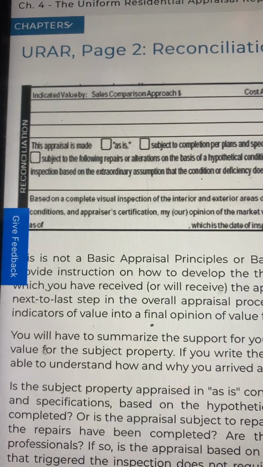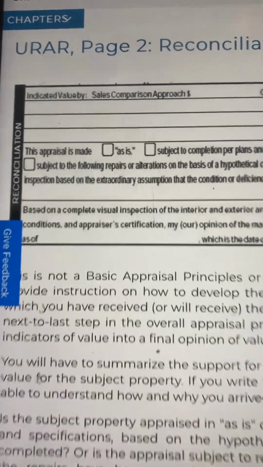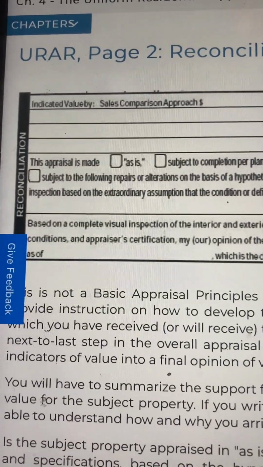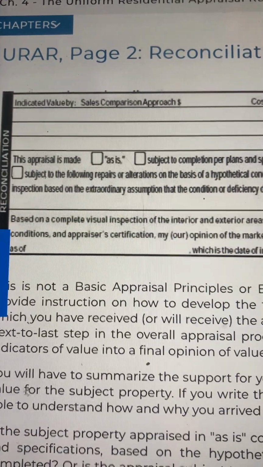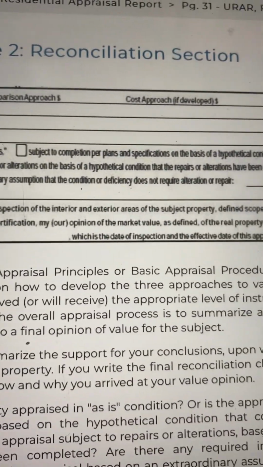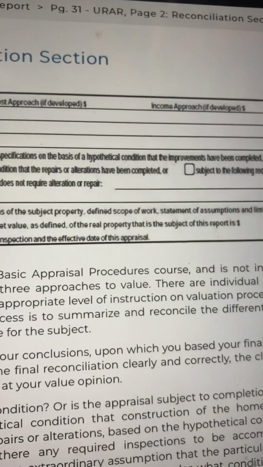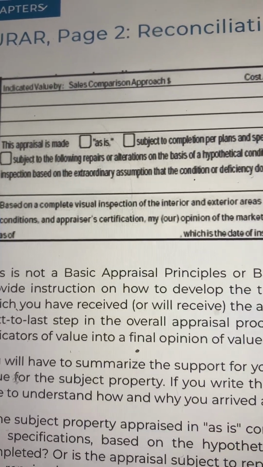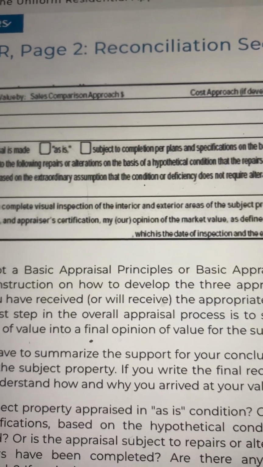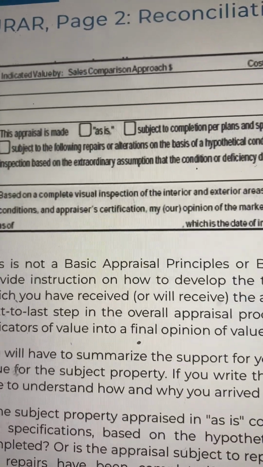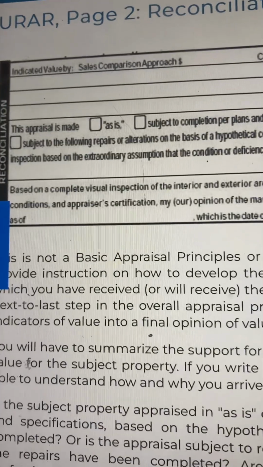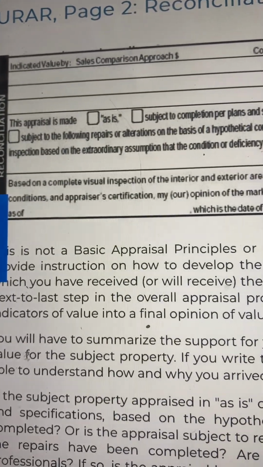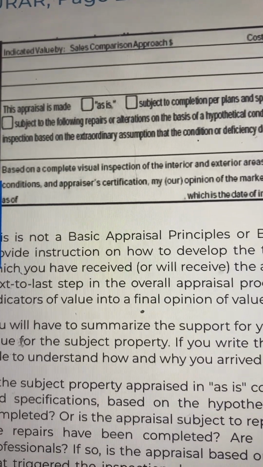The picture shows the reconciliation part of page 2, talking about indicated value by the sales comparison approach, cost approach if developed, income approach if developed. This appraisal is made as is or subject to the following repairs based on a complete visual inspection of the interior.